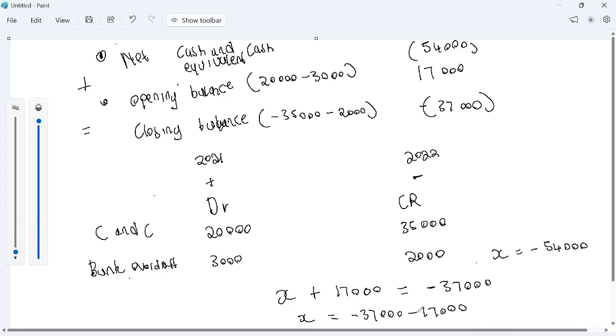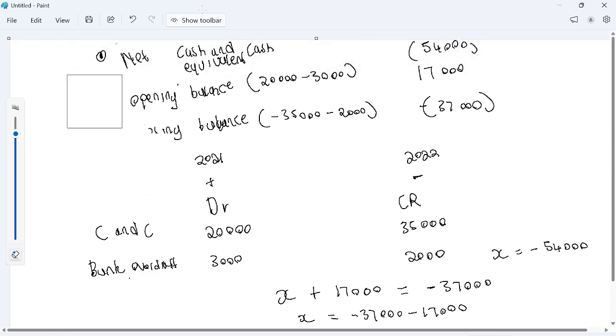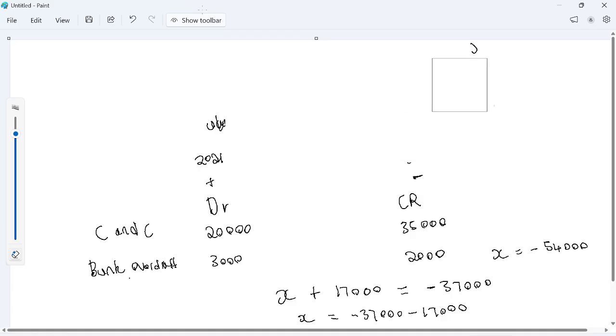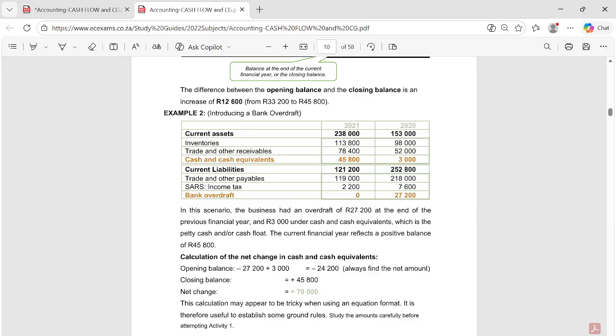So guys, please don't let this confuse you. Finding the opening balance is easy, finding the closing balance is easy, but will you be able to get your net cash and cash equivalent correct? In order to get it correct, just say this plus this has to give you this, then you solve for x. It can never get more complicated than that. Now I'm going to do a question so that you can see things properly. Let me erase here. So here we go.